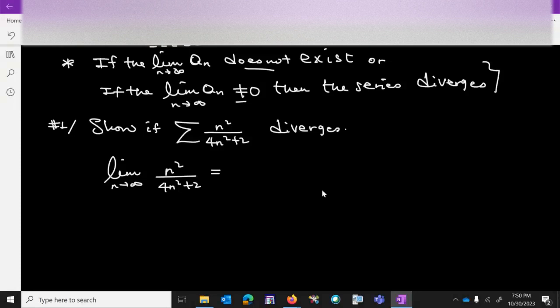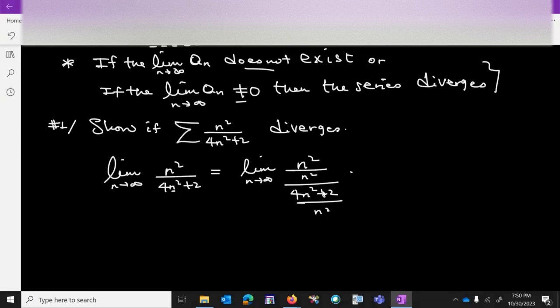So this is the limit as n approaches infinity of n square over 4n square plus 2. Look, the denominator has n square, so we have to divide everything by n square. That's how we find the limit. My target is to find the limit, and if it is different from 0, the series diverges. Again, if it doesn't exist, it also diverges. That's what I'm looking for.